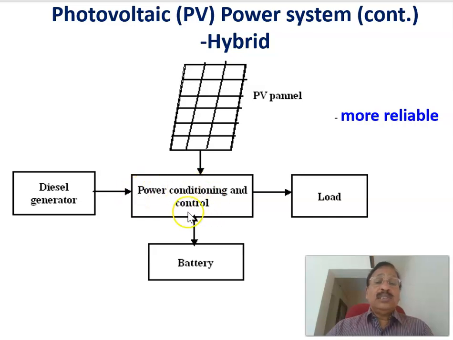There will be a DC to DC converter, and finally a DC to AC converter, so an inverter is there. All those come under this block, that is the power conditioning and control unit, maximum power point tracking, etc. Therefore, here there will be three sources: diesel generator, battery, and PV panel, and that is supplied to either an AC load or a DC load. And here it is more reliable, because more sources are added. That is a hybrid type of photovoltaic power system.